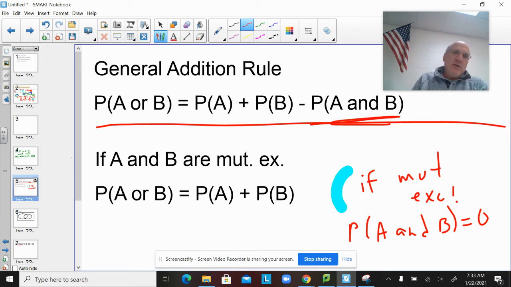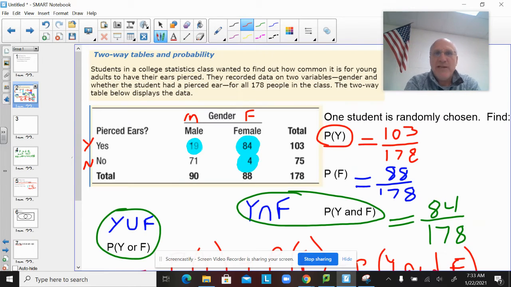Okay. Last thing I want to do in this video is talk about Venn diagrams. We can take this exact same information and display it in a Venn diagram and still ask the same question. So we're going to take this information, this 178 two-way table, and make a Venn diagram out of it. You might be asked to create a Venn diagram, but you're more likely just to be given one. So let's take these numbers and put them in the Venn diagram.